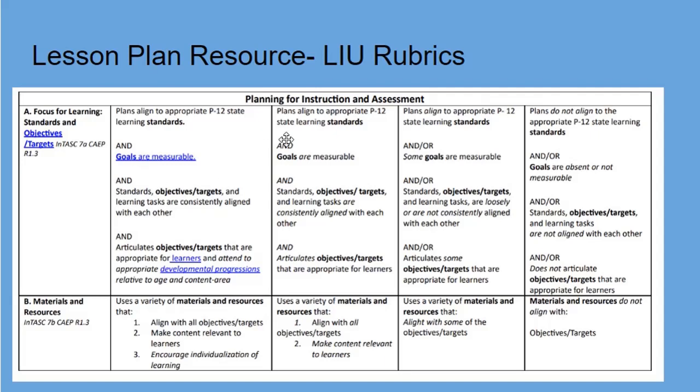So for example, this talks about planning for instruction and assessment. The first is focus on learning and standards with objectives and targets. So making sure that your lesson is not only connected with the learning standards, but has specific objectives and targets. And then in this part, it also notes materials and resources. But again, the lesson plan rubric is much more extensive than that. So that'll help you with your planning.